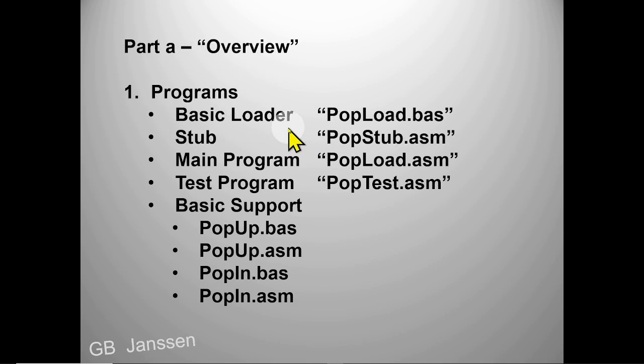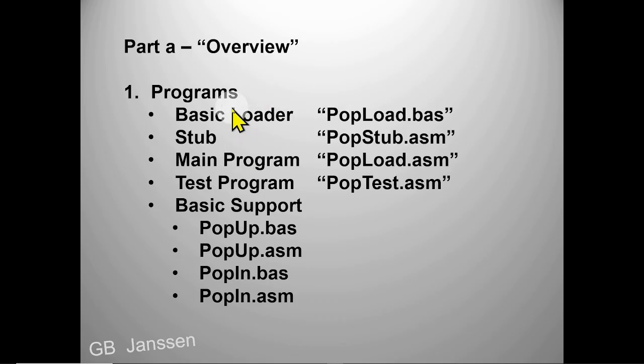So here are all the programs we'll look at in this series. We've got the BASIC loader. It's a BASIC program that's going to load the stub and hide it in upper memory. It will load the main program, which actually does the work. It's a two-part program inside, and we'll discuss that when we get to it. And then a test program to test all the above and make sure it all works.